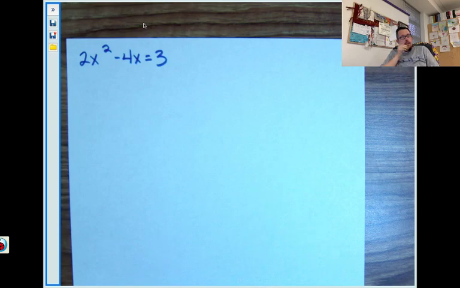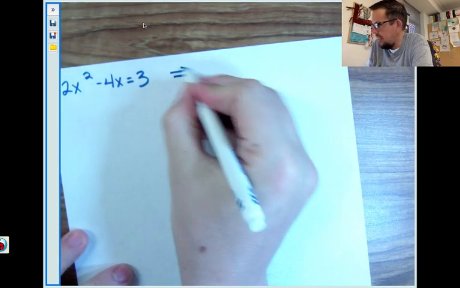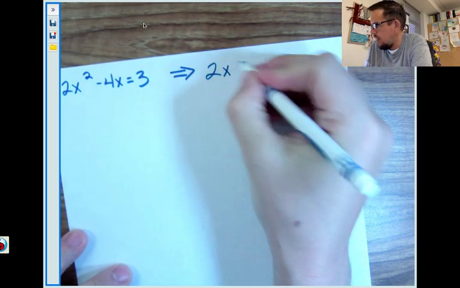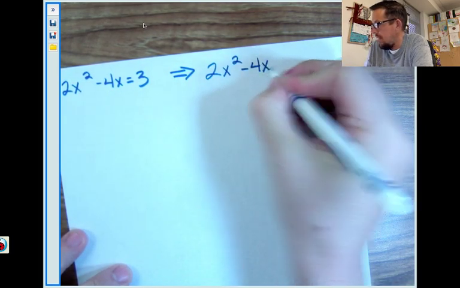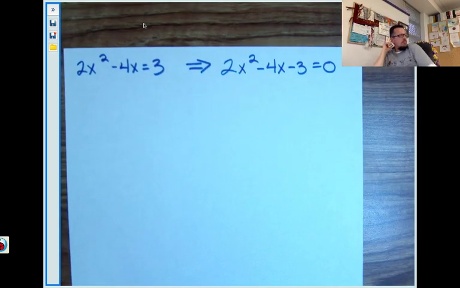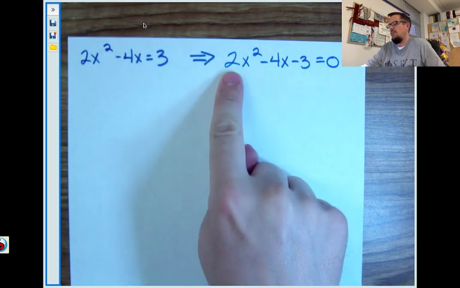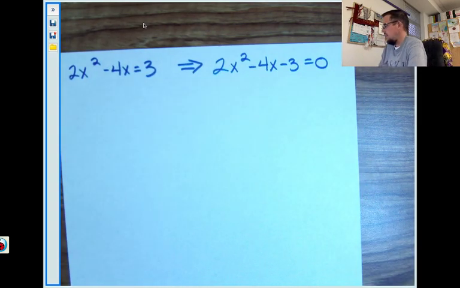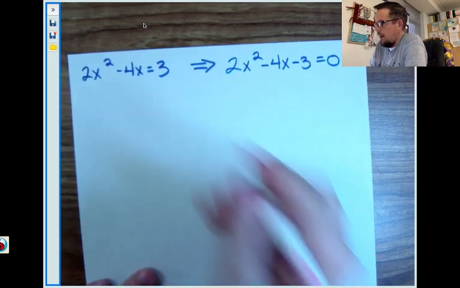So subtract 3. Good. This one doesn't equal 0, so we have to subtract 3 first to make it equal 0. So 2x squared minus 4x minus 3 equals 0. Completing the square is maybe an option here, but I have to divide 3 by 2. Not the end of the world, but let's go ahead and do the quadratic formula since that's what we're practicing.